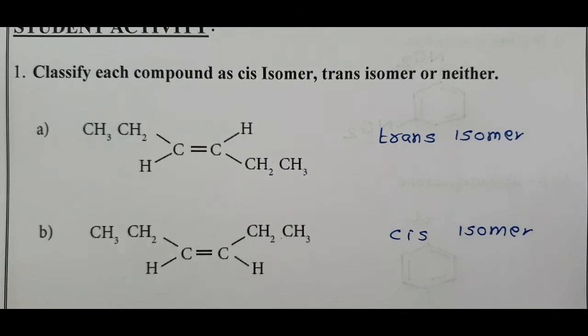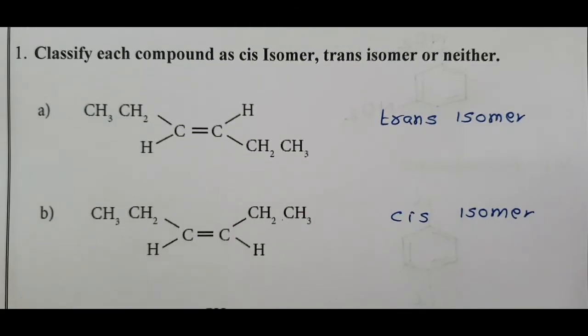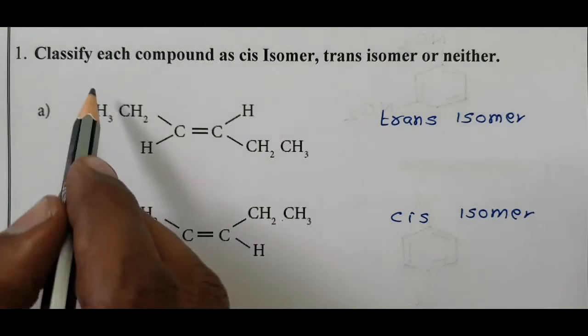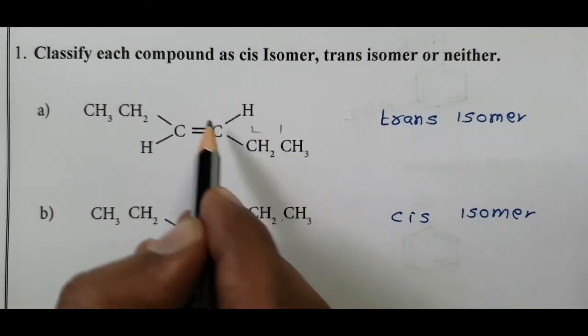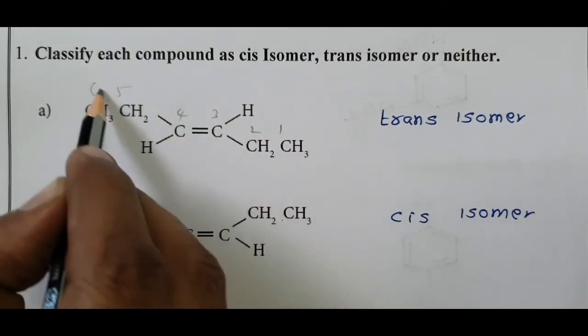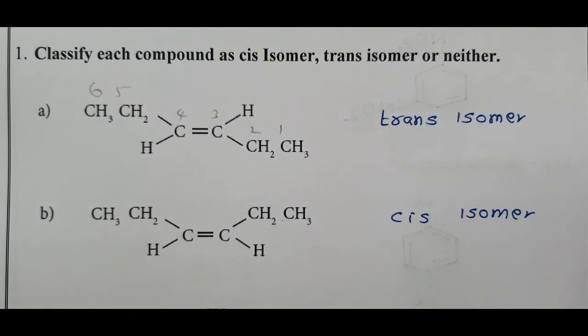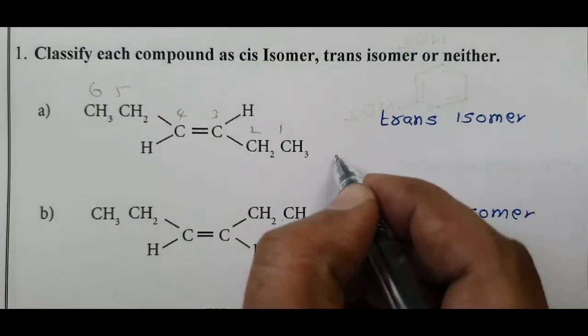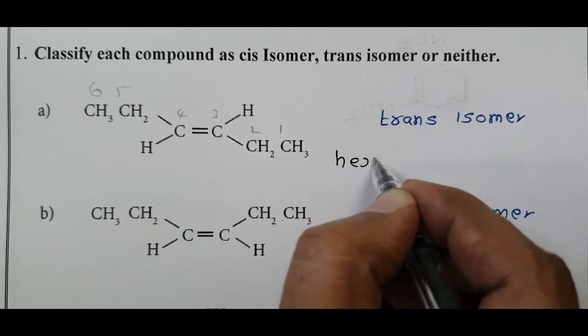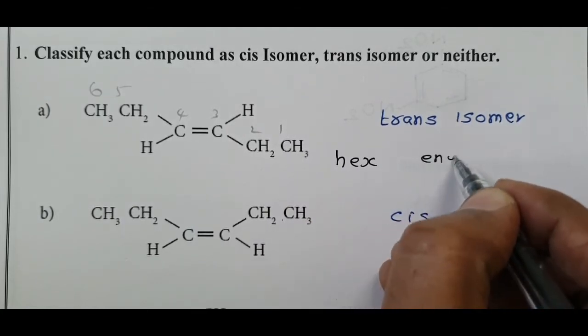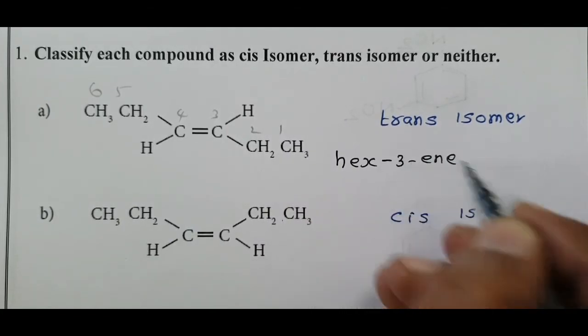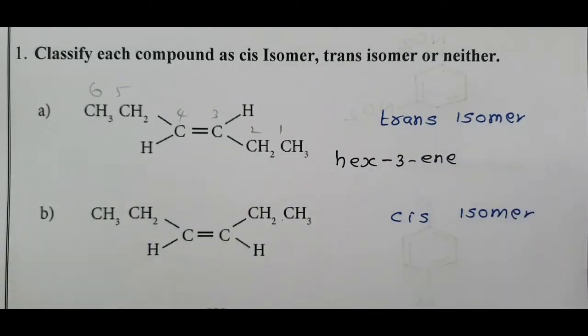What is the name of this compound? When you give numbers, the total number of carbon atoms in the given compound is 1, 2, 3, 4, 5, 6. How many carbon atoms are in the main chain? There are 6 carbon atoms. Root word hex, carbon double bond, position of the double bond 3. Hex-3-ene in both these compounds, IUPAC.